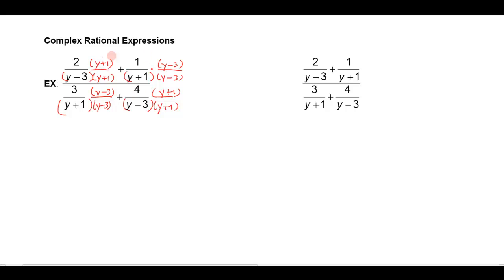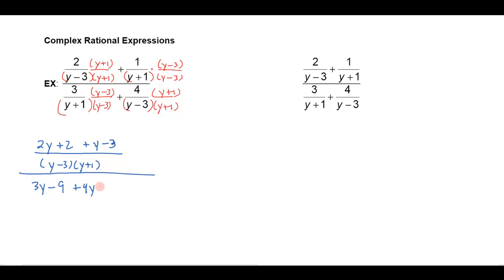All right, so now I've got this combining these, I've got 2y plus 2, that would be this numerator, plus the y minus 3, and that's all over this common denominator, y minus 3 times y plus 1, and then that's all over this other set of fractions that I'm combining. This would give me 3y minus 9 right here when I distribute, plus 4y plus 4 when I distribute the 4 to that numerator. And that's all over this common denominator, y plus 1 times y minus 3.